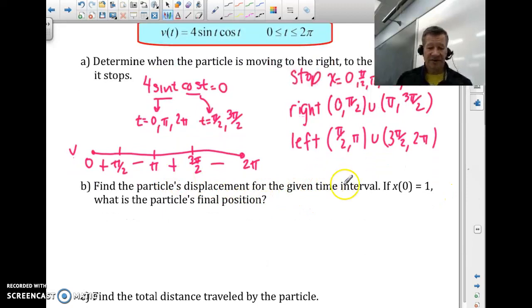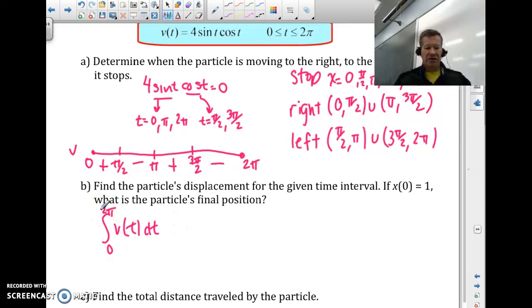Find the particle's displacement for the given time interval. If x of 0 is 1, what is the particle's final position? So I want to find the displacement first. Displacement is just the integral of the velocity over time, now from 0 to 2 pi.